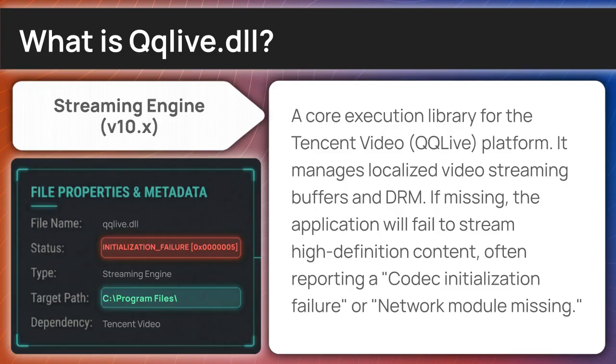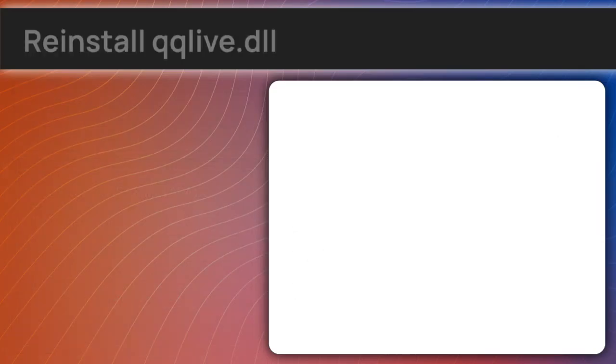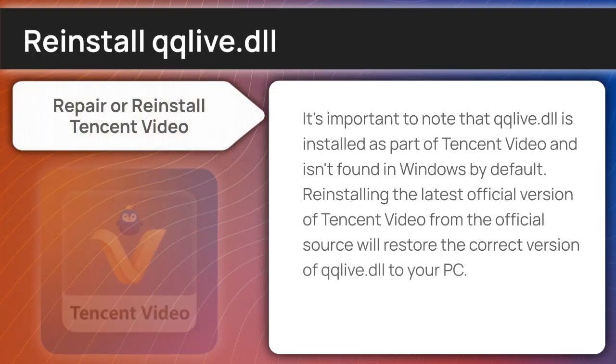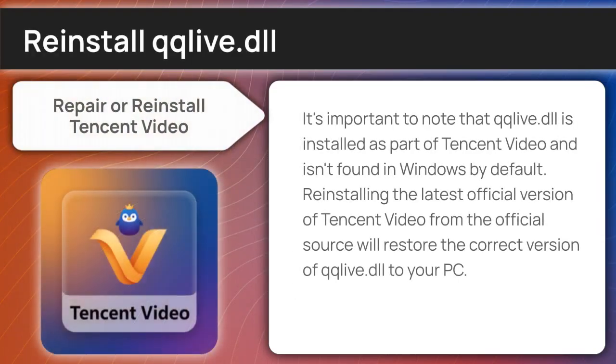With that context in mind, our first logical step is a clean reinstallation. It's important to note that Qqlive DLL is installed as part of Tencent Video and isn't found in Windows by default. Reinstalling the latest official version of Tencent Video from the official source will restore the correct version of the Qqlive library to your PC.